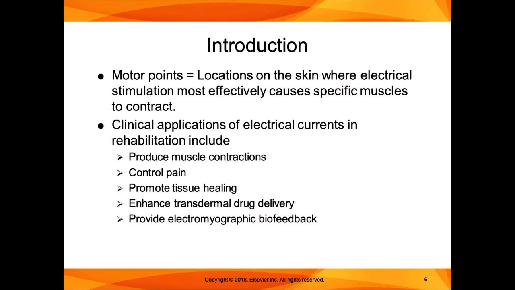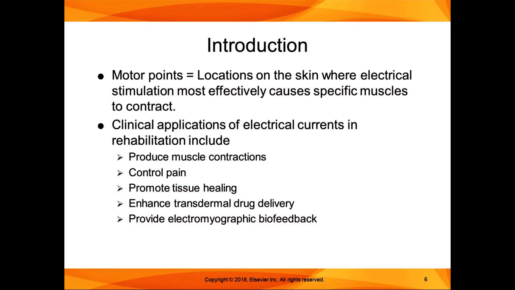And of course they're going to be different on different people. Generally it's close to the belly of the muscle. You're close to the neuromuscular junction where the nerve comes into the muscle, and so you're going to get a more effective muscle contraction. But usually in the clinic we kind of have a general idea where the middle of the muscle belly is, and sometimes you have to move electrodes to get the effect that you want.